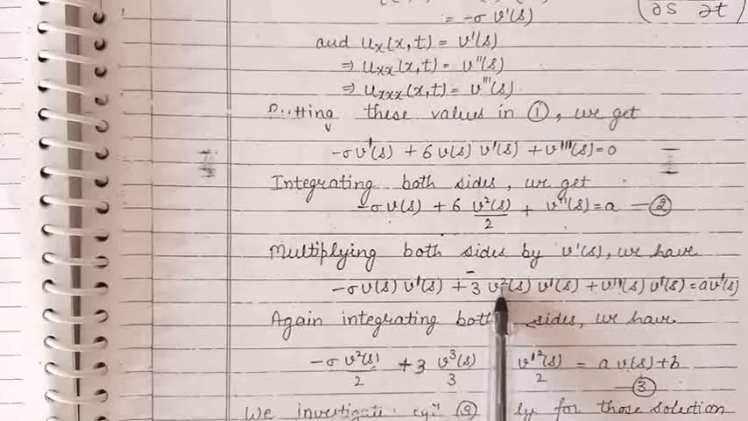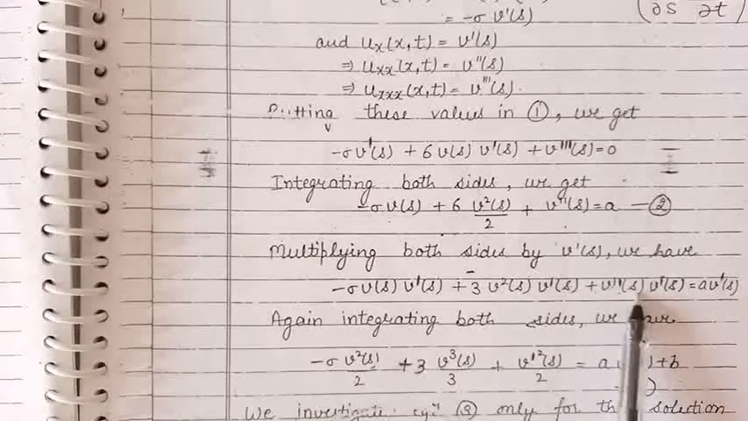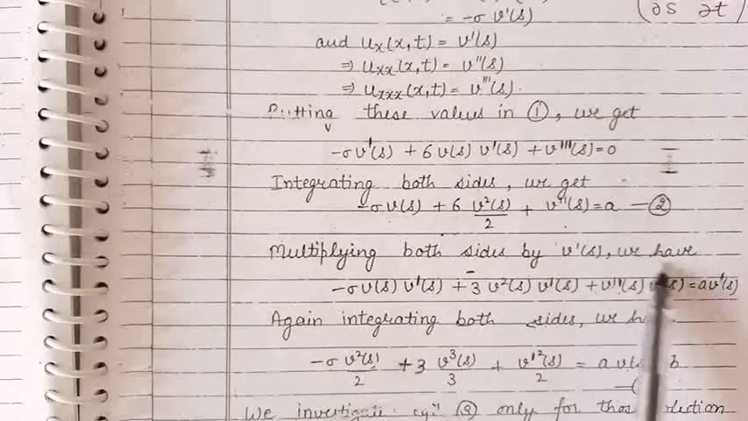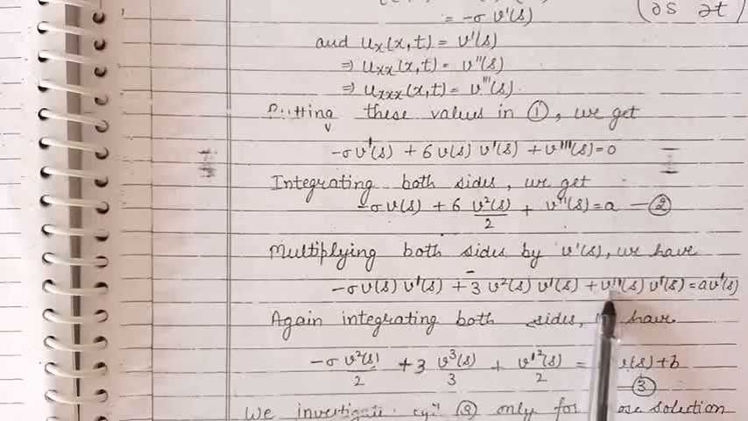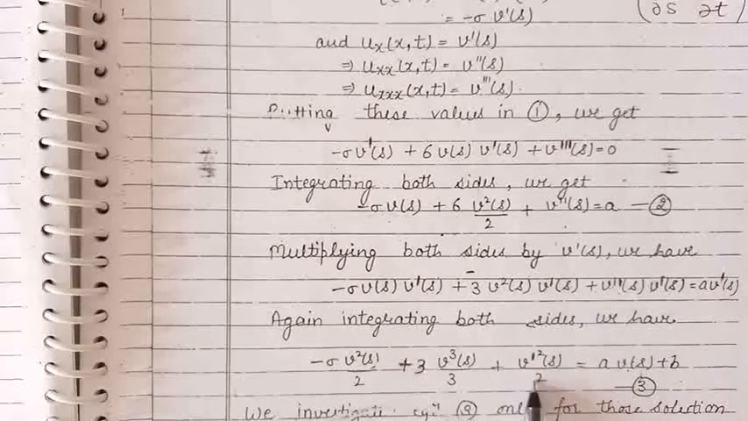So 1 power will be added to this 2. So this will become v cube by 3. Here again using the formula, this is function and this is the derivative of v dash. So 1 power will be added to the power of v dash. So this will become v dash square by 2.